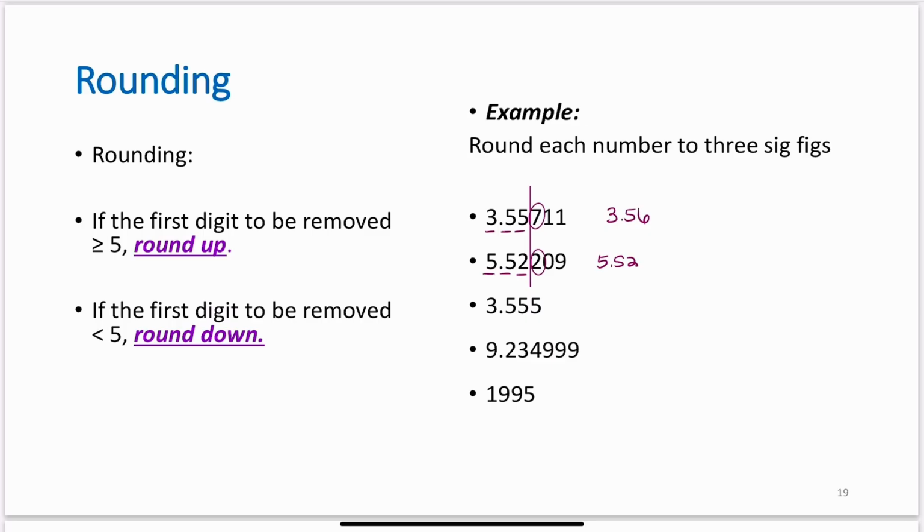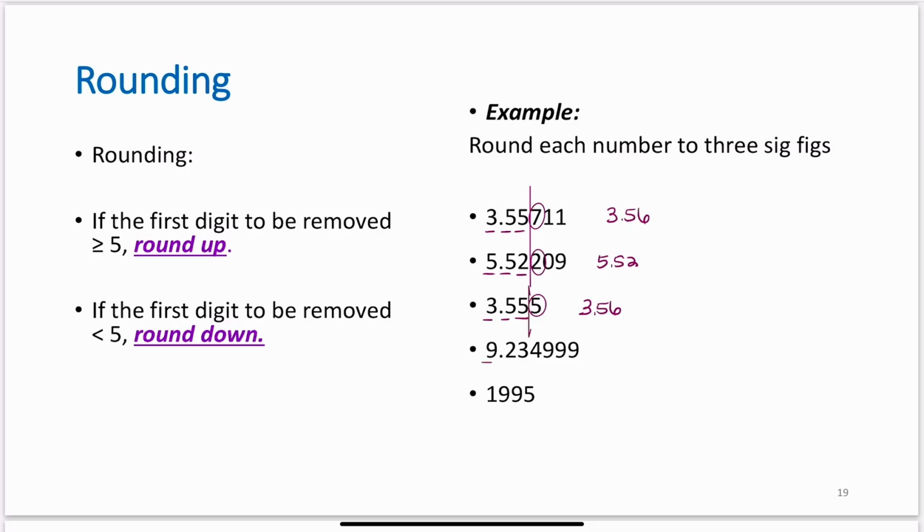Next number, 3.555. 1, 2, and 3. My first number to be removed is a 5. If it is equal to or greater than 5, I always round up. So I'm going to round this up to 3.56.